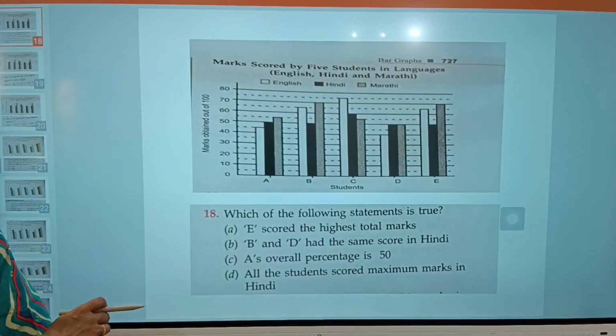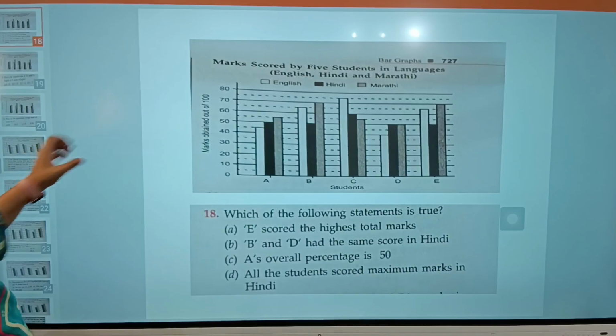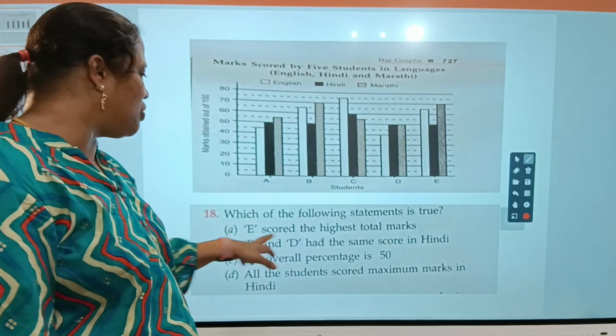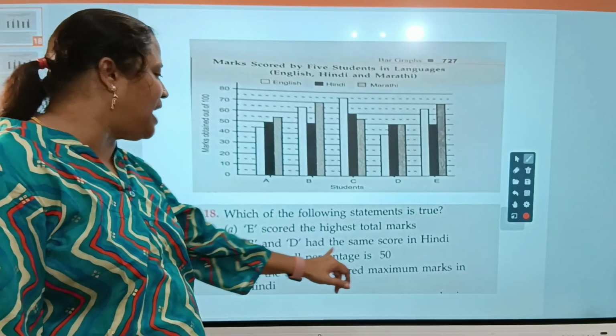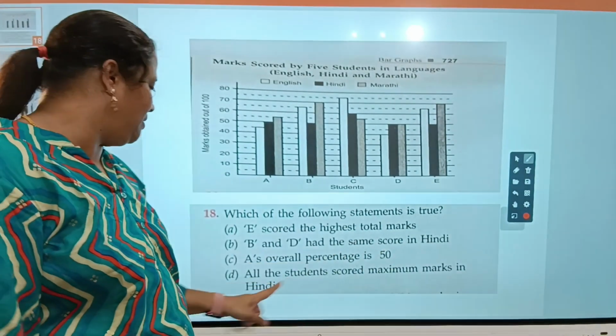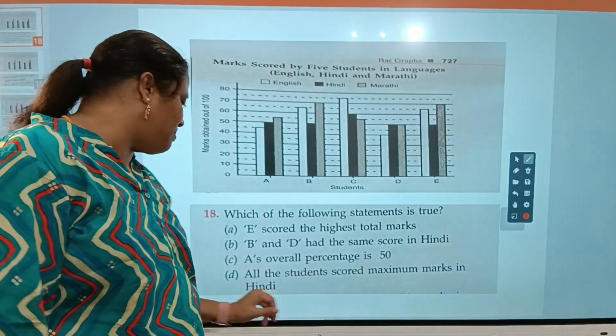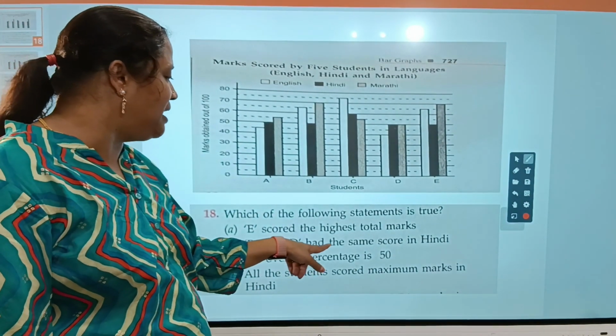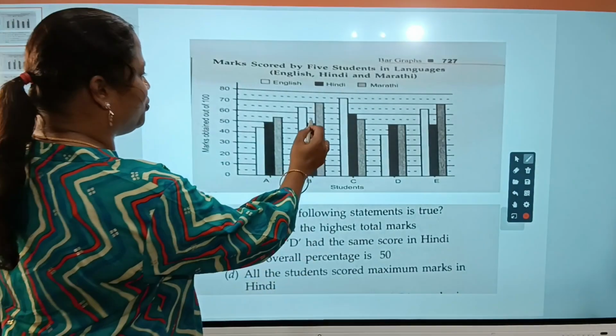Now we will move to the third question in this graph. Okay, which of the following statements is true? E scored the highest total marks, B and D had the same score in Hindi, A's overall percentage is 50, all students scored maximum marks in Hindi. In this question I am also confused. Why? Because B and D had the same score in Hindi, that is true.